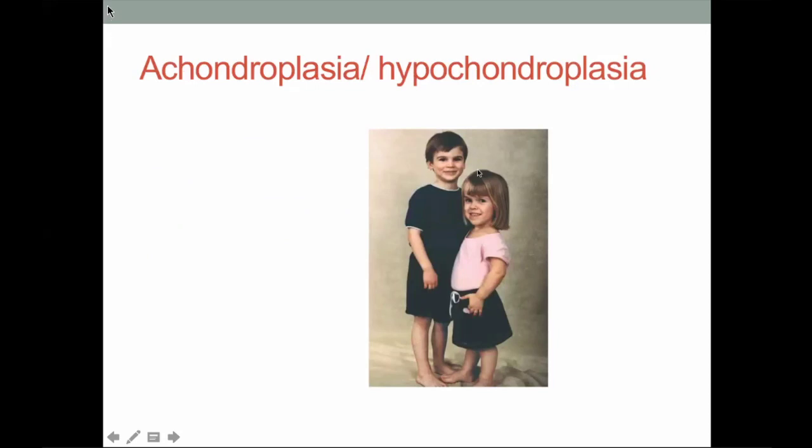So these are two children with achondroplasia. You can see their limbs are very short, right? So they look disproportionate. Actually, this is a girl with Turner syndrome, I think, with a normal brother.